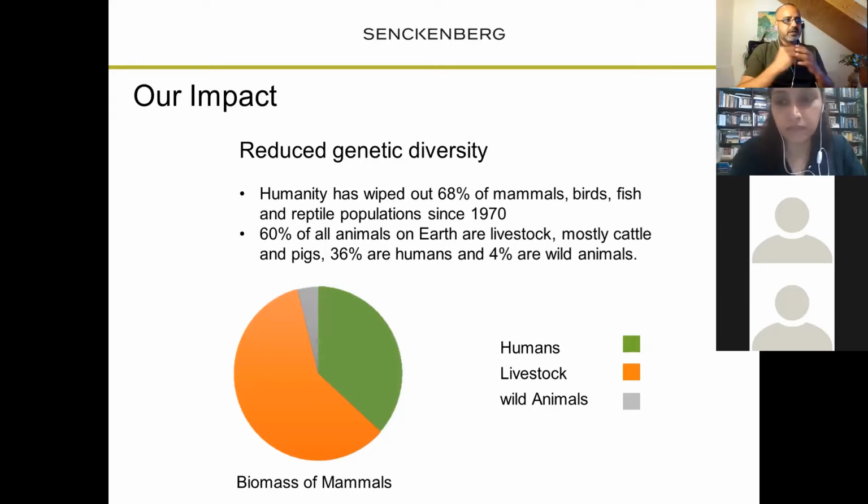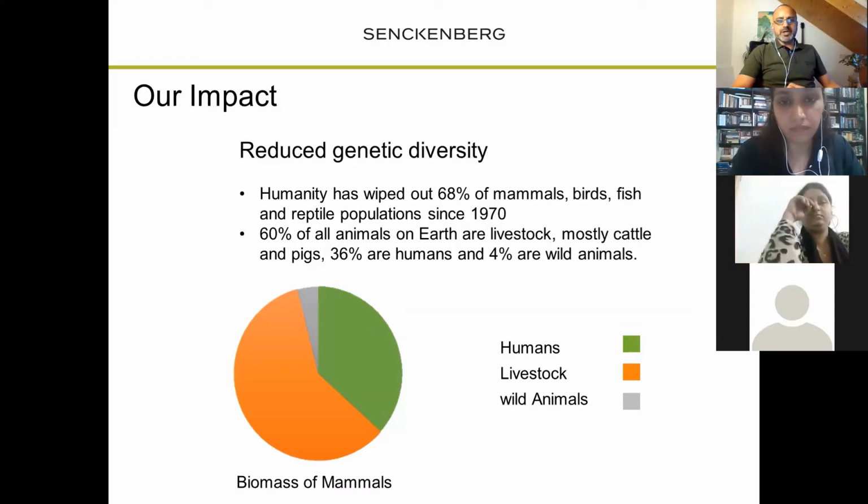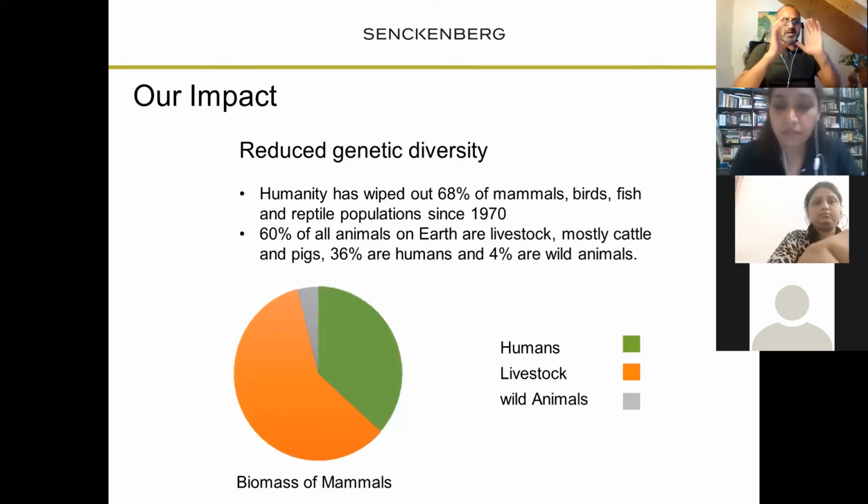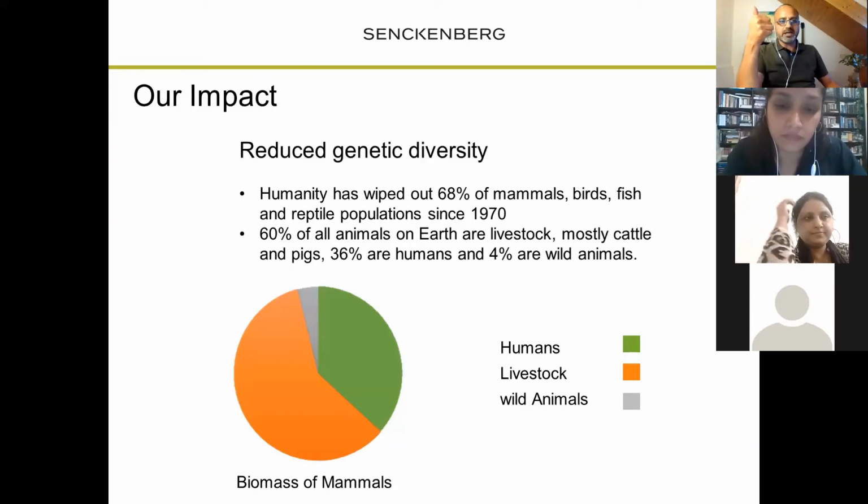We do this because we need a lot of meat. With this capitalist economy, every person has a lot of money, everyone wants to eat meat, and in order to supply this meat production we have commercial farming, and a lot of livestock, which can be cattle and pigs. And then there is also a huge proportion of human population in this whole mammalian population that we currently have, and there is only 4% of wild animals.